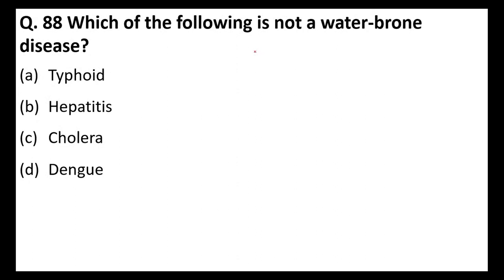Which is not a waterborne disease, which is not caused or spread through water contamination. The answer is D, because dengue is caused because of mosquito bites. Okay, while the other three are waterborne diseases.